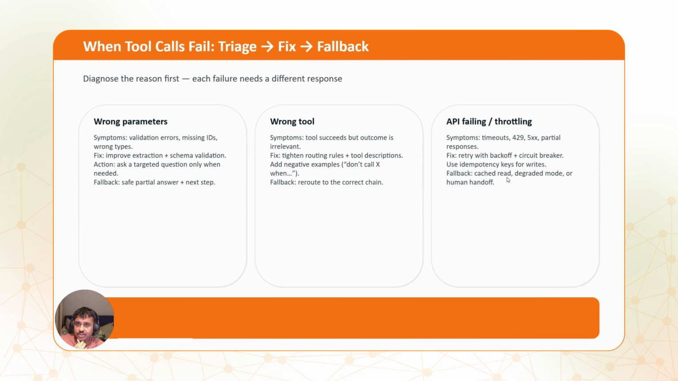When the tool call fails: triage, fix, fallback. There are 3 reasons that we saw for why a tool in MCP fails. One, your LLM might have extracted wrong parameters. That's a very possible scenario. Two, it might have extracted the right parameters but called the wrong tool at the wrong time. Three, the APIs are actually failing, the downstreams are facing issues. There might be throttling, there might be concurrency limits, there might be context issues, or something else related to that.